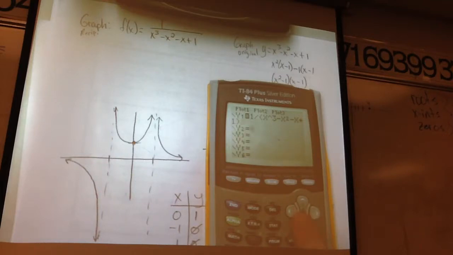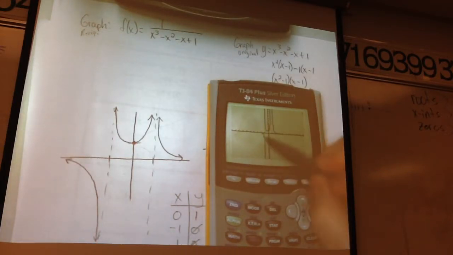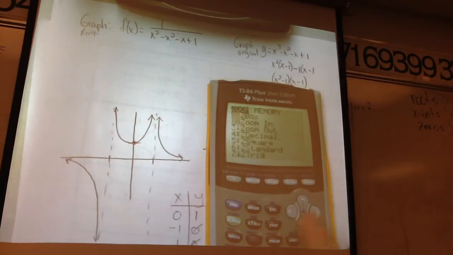Ooh, I should graph them both on the same axes. Let's see if our graph looks accurate. Yes, it does. It's all crappy. I'd have to zoom in a little bit to make it work. Your window's a little big. Yeah. There we go. That's it.